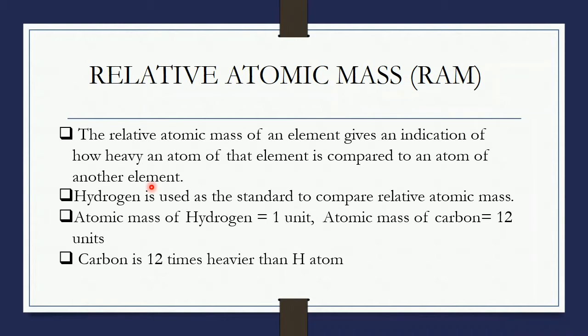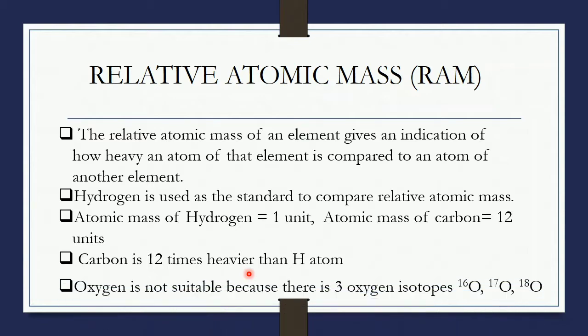So if I want to find the relative atomic mass of carbon, it means that I'm comparing the weight of one carbon atom with the weight of one hydrogen atom. As we know, the atomic mass of hydrogen is 1 unit and the atomic mass of carbon is 12 units. So the relative atomic mass of carbon is equal to 12, which means that carbon is 12 times heavier than a hydrogen atom. So relative atomic mass is telling us the ratio of the weight of carbon to one hydrogen atom, which is 12 times heavier.